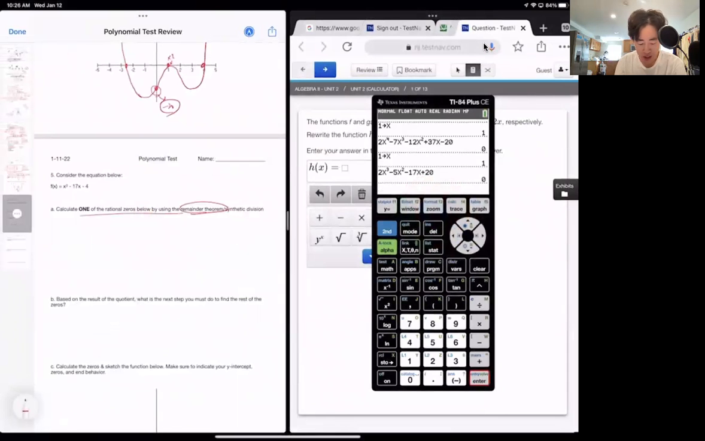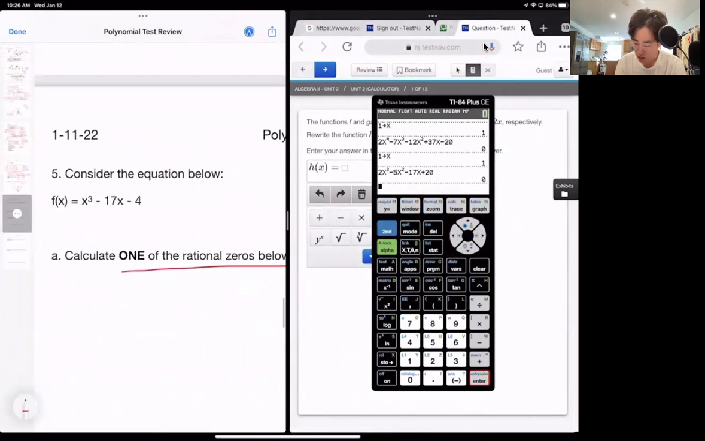I'm going to store 1 as x, which is already stored in there. I'm going to type in x to the power of 3 minus 17x minus 4. All right, so 1 doesn't work. So let's plug in negative 1 and see if that works. That doesn't work either. So 2, hopefully that works. Negative 30, negative 2. That doesn't work. So remember, the factors of 4 are 1, 2, or 4, by the way. So you have to skip the 3. 3 is not part of your zeros.